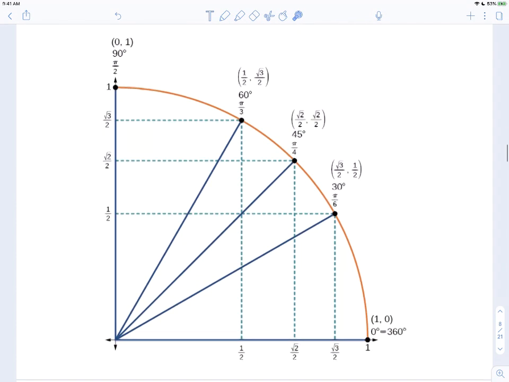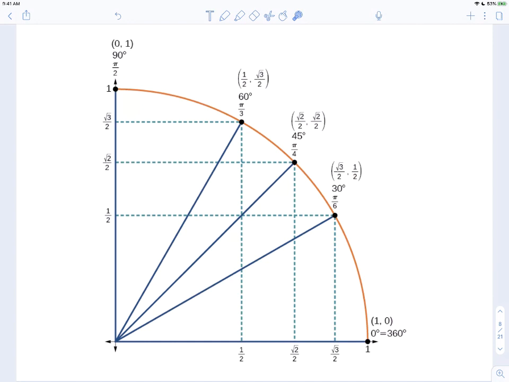Here we've summarized our information for the first quadrant. We have the angle here for pi over 6, where we have 30 degrees. Pi over 6 is 30 degrees. The coordinates there are square root of 3 over 2 and 1/2. Pi over 4 is 45 degrees. The coordinates are square root of 2 over 2 and square root of 2 over 2. And pi over 3 is 60 degrees, and the coordinates are 1/2 comma square root of 3 over 2. What we need to remember is that the x-coordinate is cosine of theta, and the y-coordinate is sine of theta. So cosine of theta is x, and sine of theta is y.